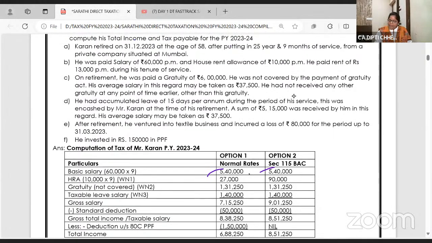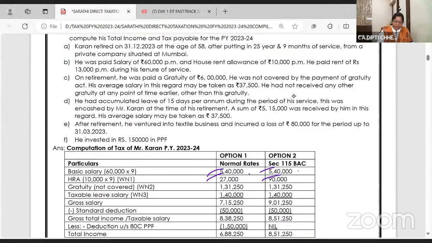Normal and default. Now, he is paid salary, house rent allowance. So here the house rent allowance will be 90,000. Here, of course, he will get a deduction in the normal tax regime for HRA under section 10(13A).